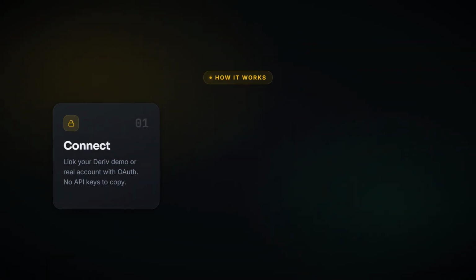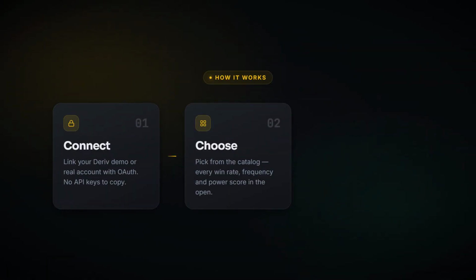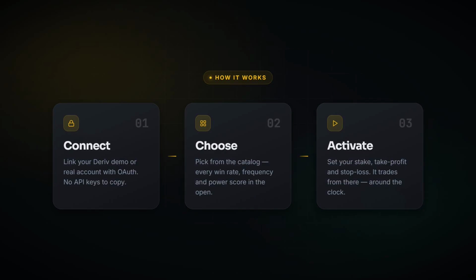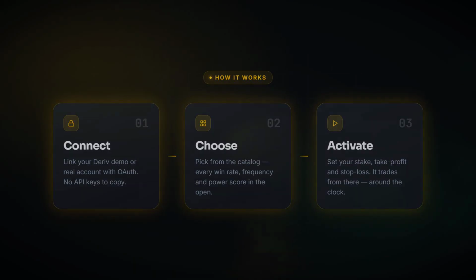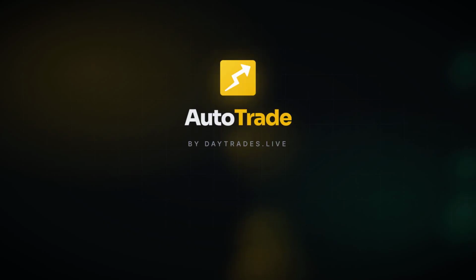So, connect your Deriv account, choose a strategy, set your limits, and activate. That is the entire process. Day Trade's AutoTrade. Expert strategies, real risk controls, running around the clock.